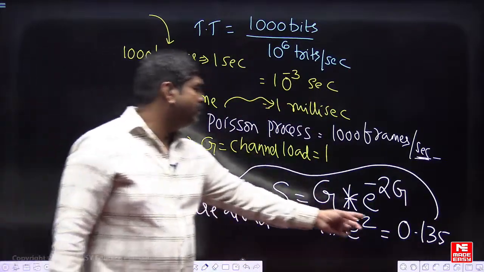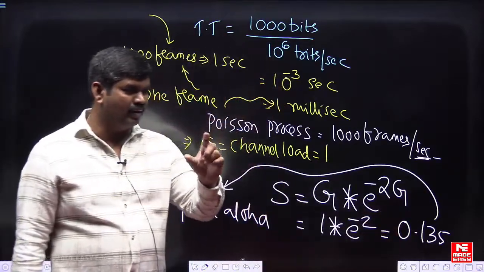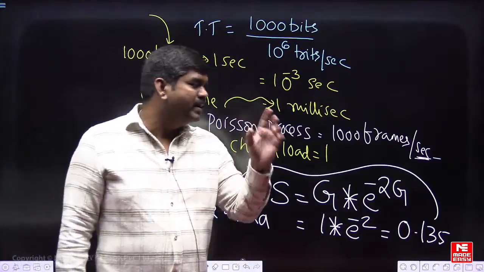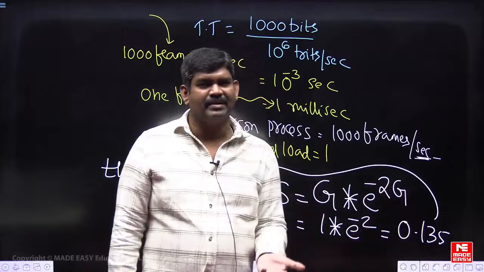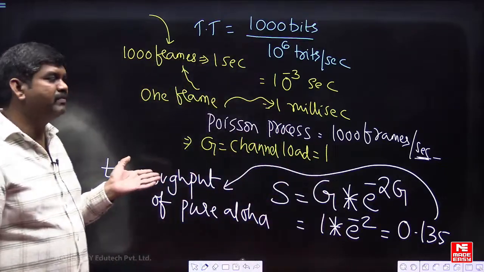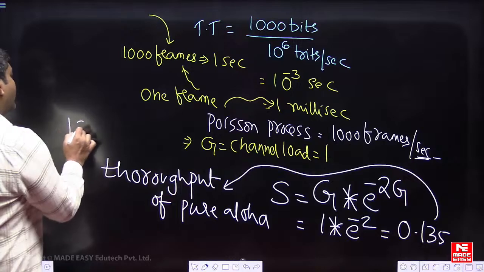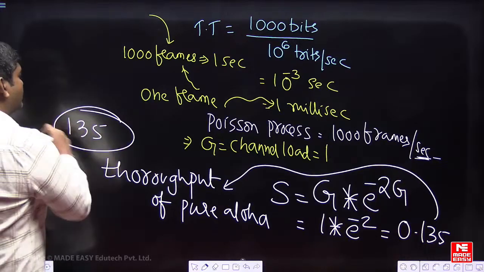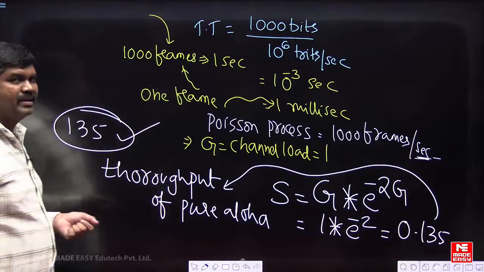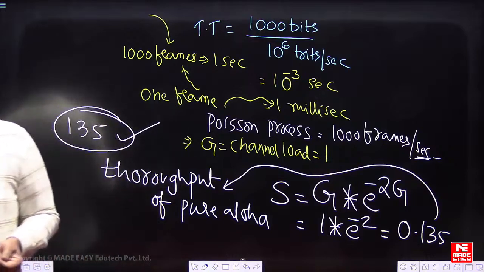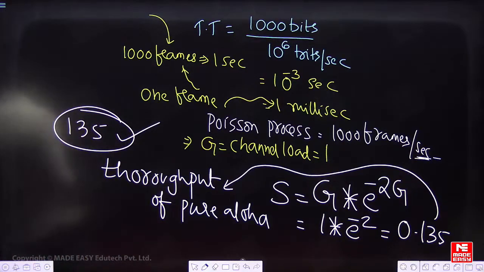So what is the meaning of 0.135? Simple. When you transmit 100 frames, 13.5 are successful. But here you are transmitting 1000 frames. For 100 frames it is 13.5, then for 1000 frames it will be 135. So what is the answer? 135 is the answer. Correct, very good.